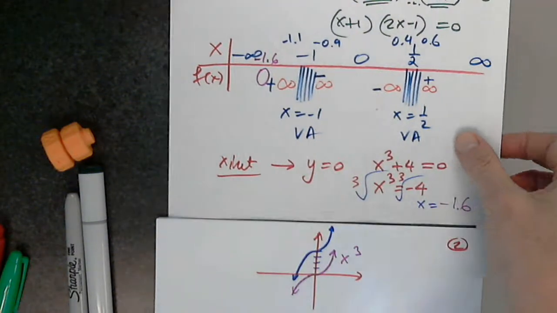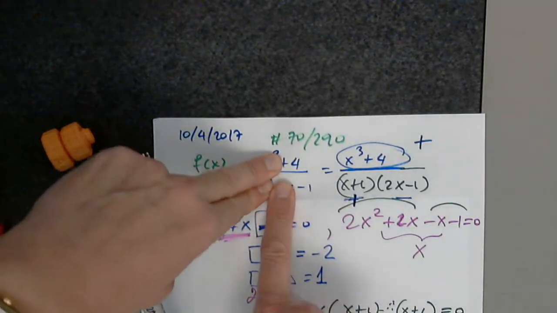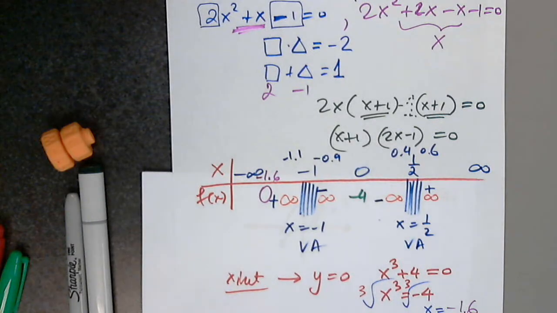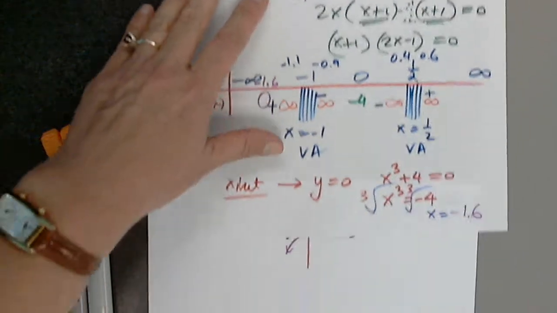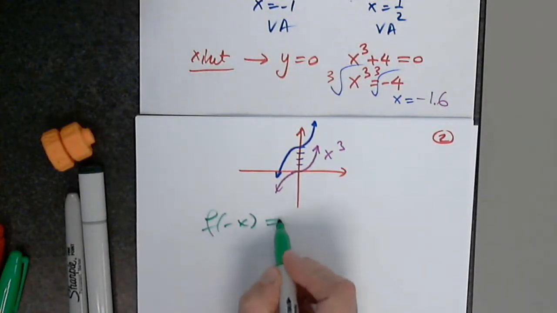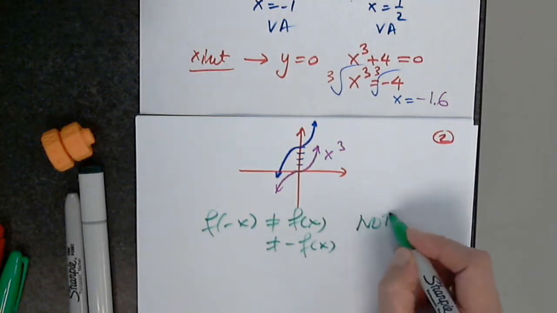When x is 0, let's go back here. I prefer this form for the x-intercept. Exactly. Perfect. Very good. Can this function be symmetric if it has a vertical asymptote at -1 and a vertical asymptote at 1/2? Can it be symmetric with respect to the y-axis? Can it be symmetric with respect to the origin? No. But I have to write something about it. So I'm going to say that f of -x does not equal f of x, and it does not equal -f of x, not symmetric.